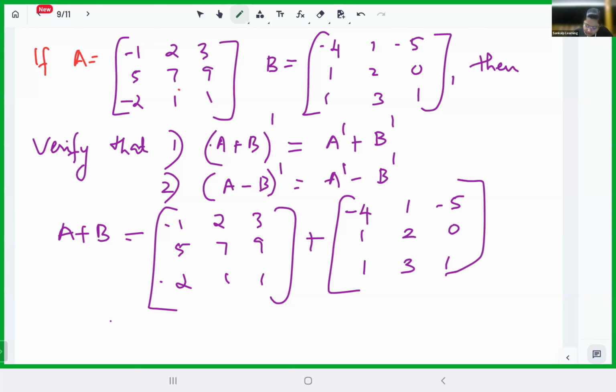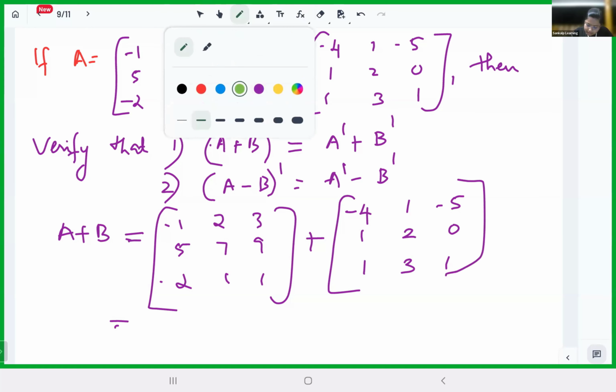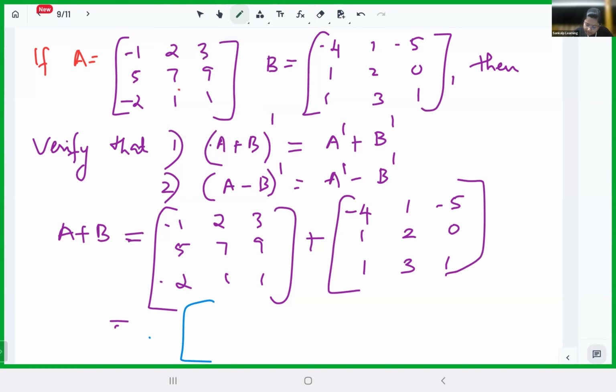Okay, how will you add two matrices? You have to add the corresponding elements. So, if you add the corresponding elements, the resultant matrix is, you add minus 1 with minus 4. So, what is the value? It is nothing but minus 5. Then 2 plus 1 is 3. Then 3 minus 5 is minus 2. Then 5 plus 1 is 6. 7 plus 2 is 9. And 9 plus 0 is also 9.